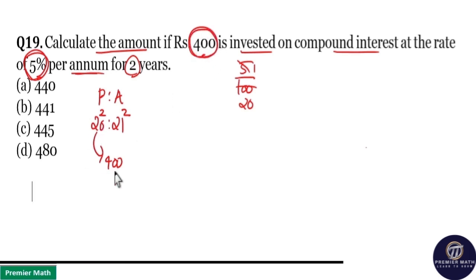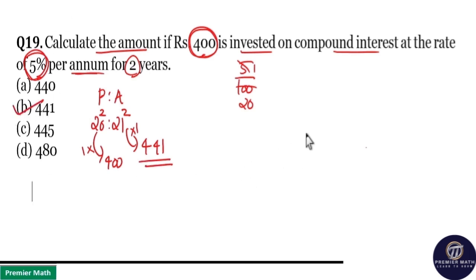So 20 square is 400, means 20 square into 1 is equal to 400. Then amount is equal to 21 square, which is 441. 21 square into 1 is 441. Here one part is 1. So amount is equal to 441. Option B is your answer.